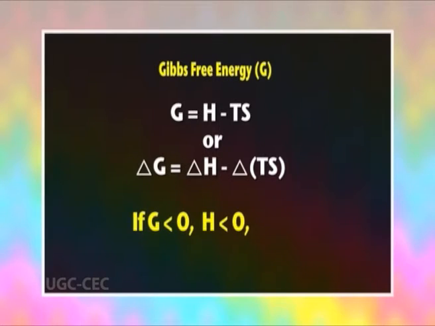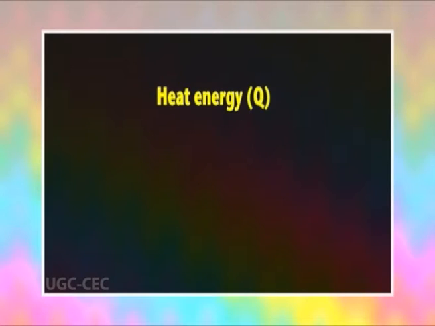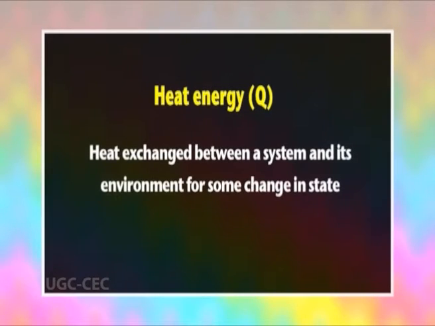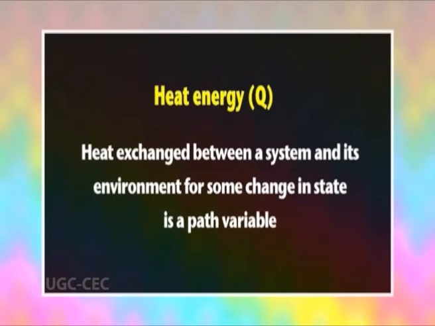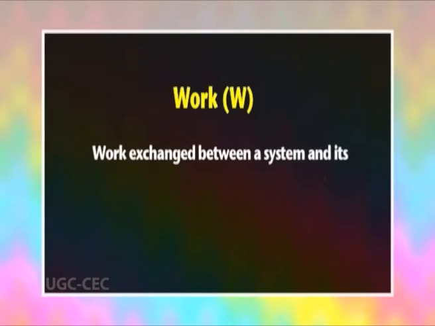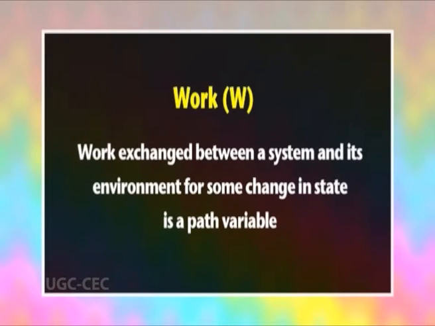To satisfy this requirement, a reaction can either stabilize molecules, leading to H less than 0, or it can create greater disorder, that is, S is greater than 0, or both. Number fifth is the heat energy, which is designated as capital Q. The heat exchanged between a system and its environment for some change in state is a path variable. Number sixth is the work, which is designated as capital W. The work exchanged between a system and its environment for some change in state is a path variable.